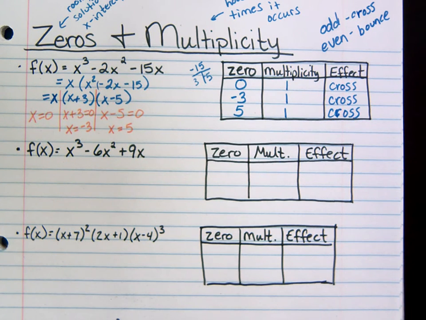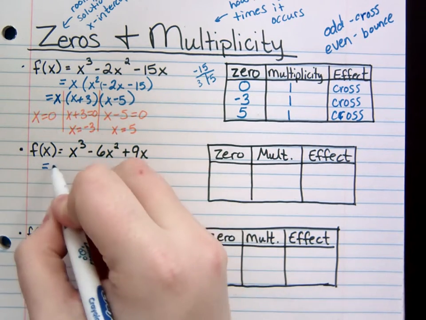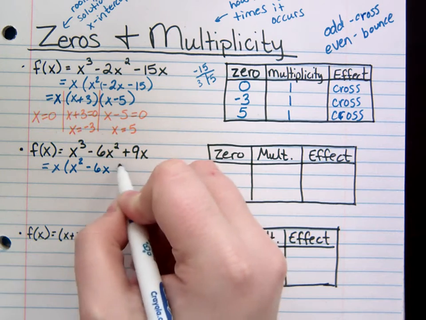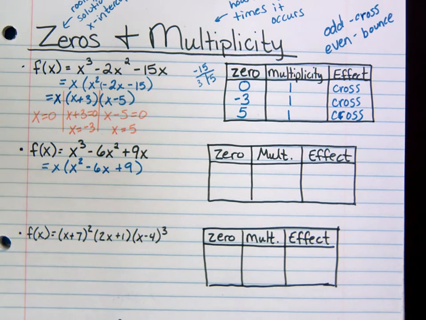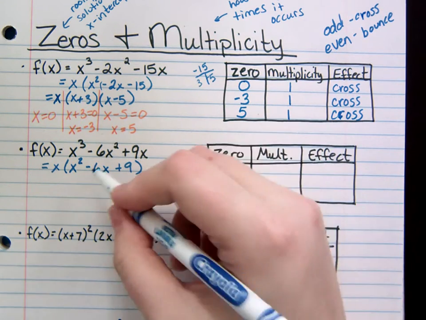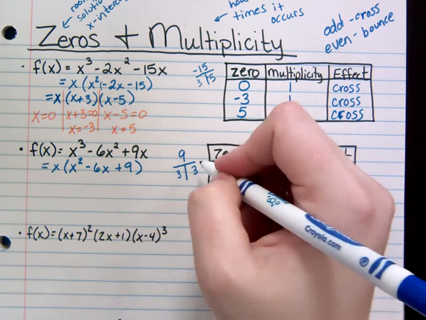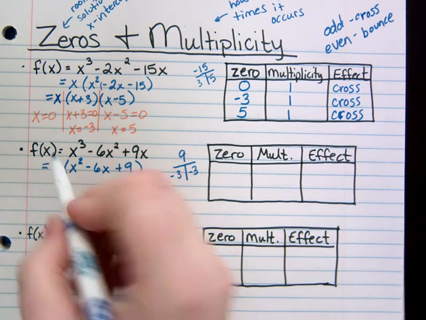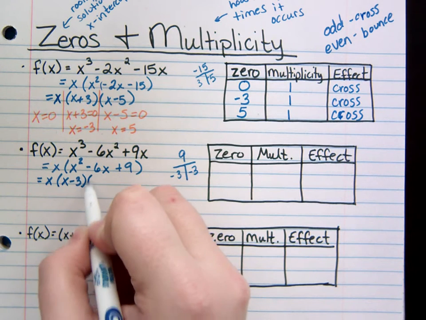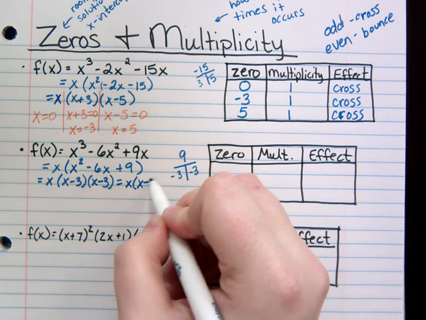So let's look at another one. This one here, again, you start off by taking out the GCF, which is x again, which leaves me with this. Now I take the 9 and find two numbers that multiply to be 9 but add to be negative 6. Well, I know positive 3 times positive 3 is 9, but I need it to add to negative 6, so I make them both negative. So this is x times x minus 3 times x minus 3. Or if you want, you can write it as x times x minus 3 squared.